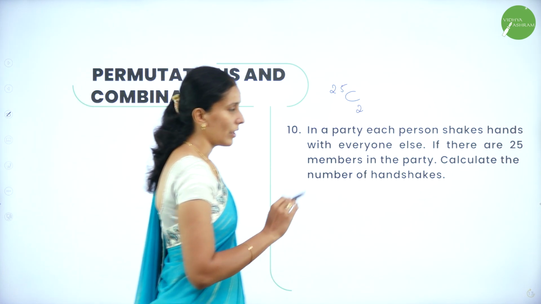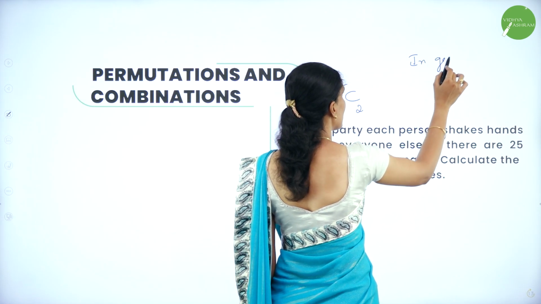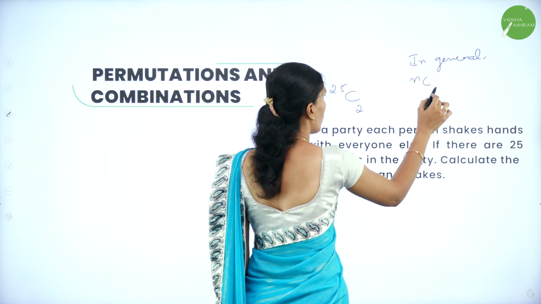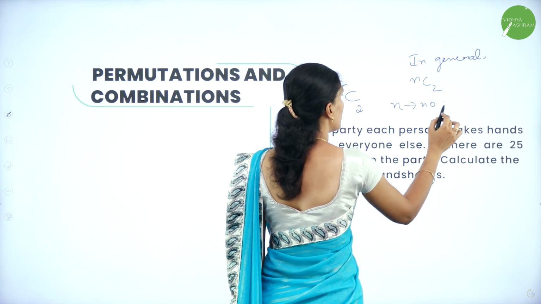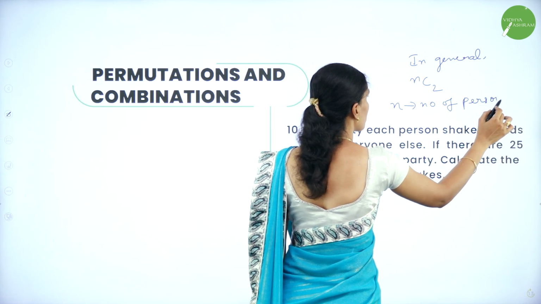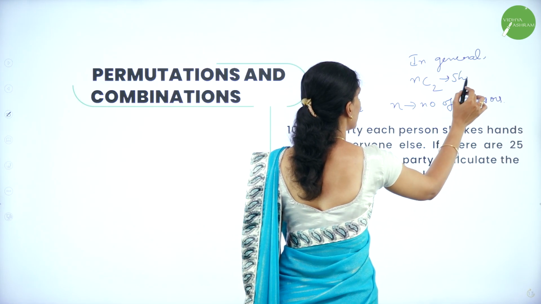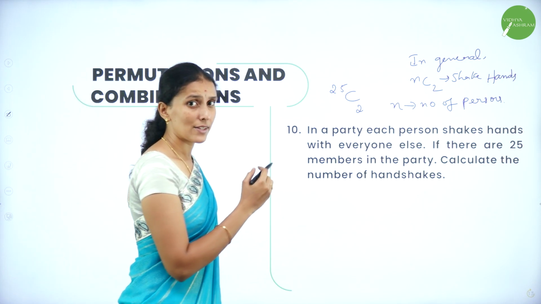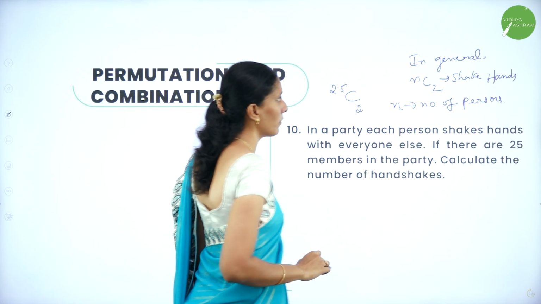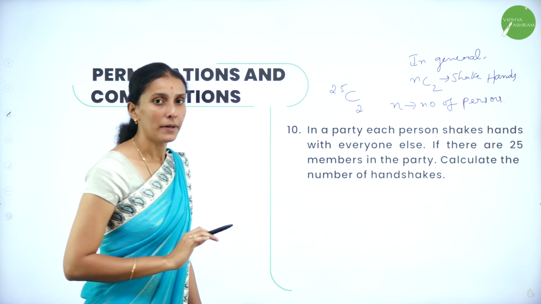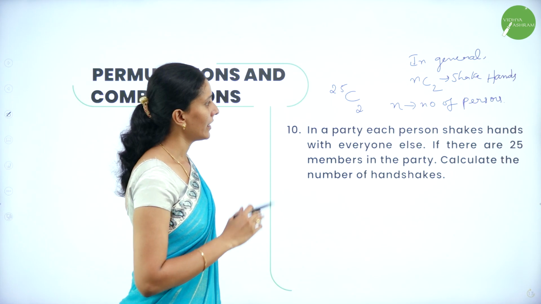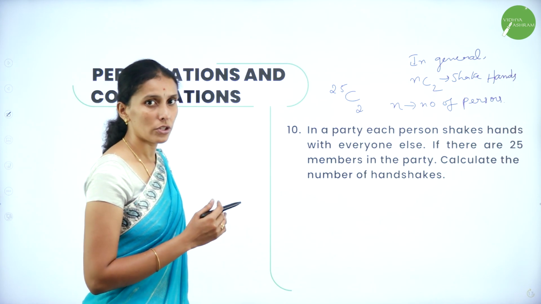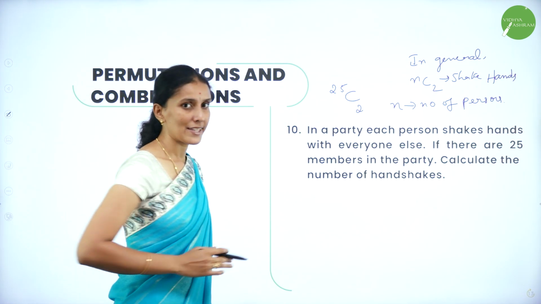Also remember, in general, if these types of questions are asked in your examination, this is always NC2, where N represents the number of persons. This is for handshakes. You can use this concept, very simple. When you have N persons who are going to shake their hands, it can be converted into NC2 ways. Now we have 25 members, so my formula is 25C2 here.